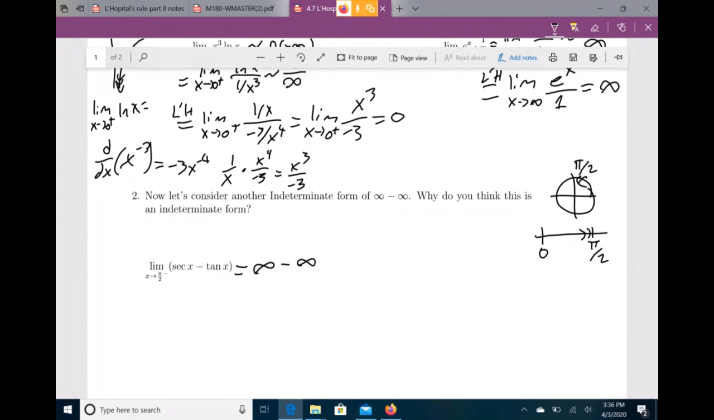We'll rewrite secant and tangent in terms of sine and cosine, so that they're both fractions. So this is the limit as x approaches pi over 2 from the left. Secant is 1 over cosine. Tangent is sine over cosine.